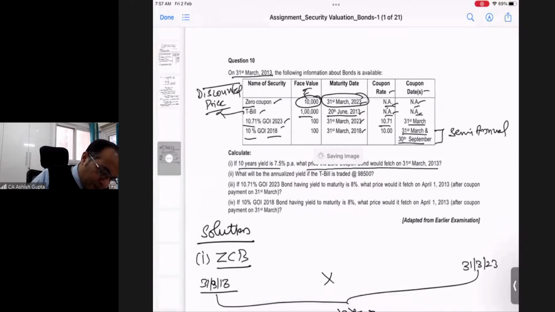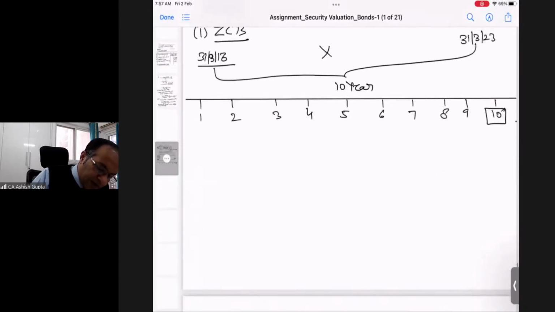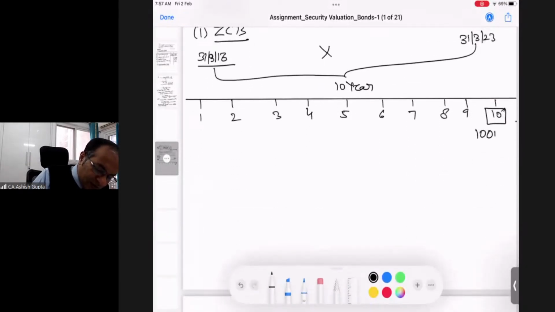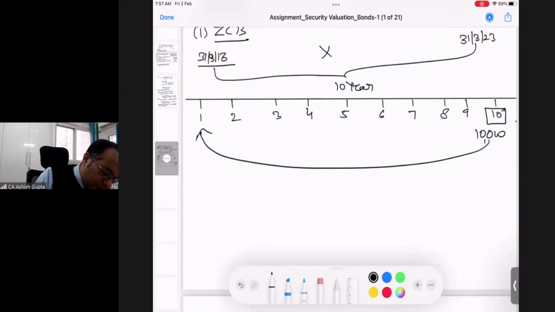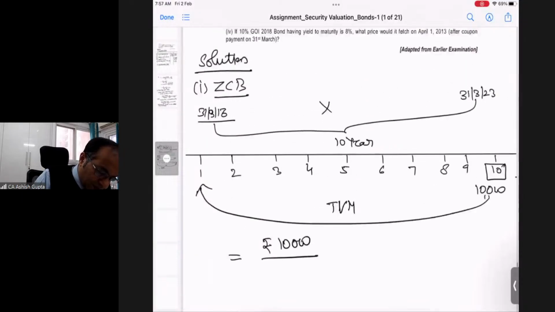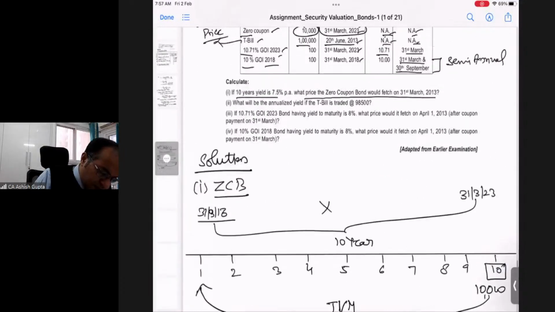Accordingly, I will get rupees 10,000 after 10 years. So how much amount I should pay today will be computed by the time value of money concept. Simple. Accordingly, my answer comes: rupees 10,000 and my expected yield is 7.5% per annum, because the yield is required.